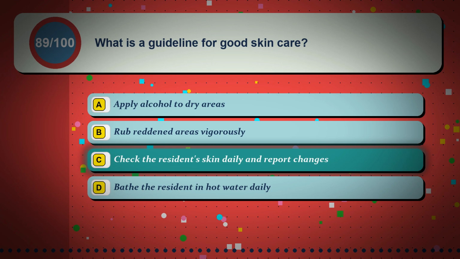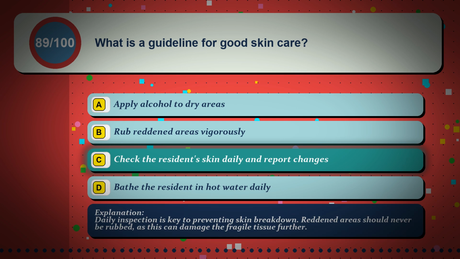The correct answer is option C, check the resident's skin daily and report changes. Daily inspection is key to preventing skin breakdown. Reddened areas should never be rubbed, as this can damage the fragile tissue further.